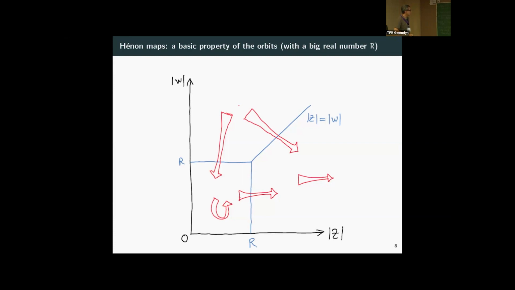Then if you consider any point in this right-hand side domain, then the orbit will go to infinity exponentially fast. It's very fast. So the dynamic here is clear. If you are somewhere in this square, there are 2 possibilities. Maybe after some time you enter the domain on the right side, and then you go to infinity exponentially fast, or you stay in this square forever.